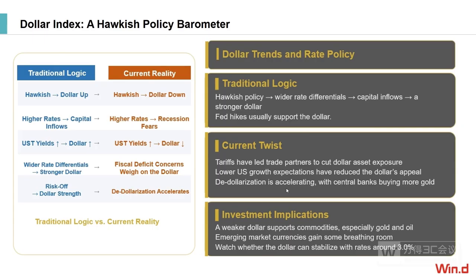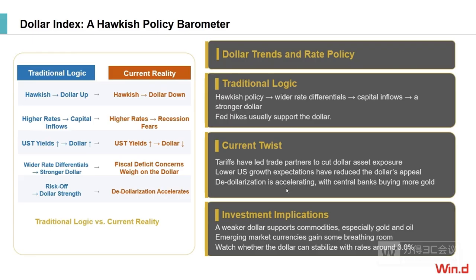What are the underlying driving factors? First, the backlash from tariff policies. The U.S. tariff measures have triggered retaliatory responses from trading partners, leading central banks and sovereign wealth funds to systematically reduce their holdings of dollar-denominated assets. This de-dollarization is not a short-term sentiment fluctuation, but a long-term adjustment in asset allocation.